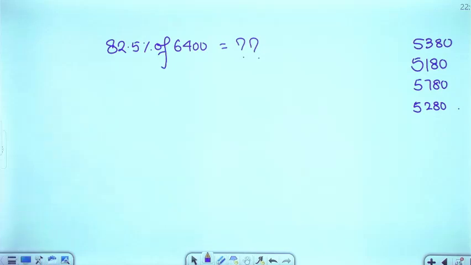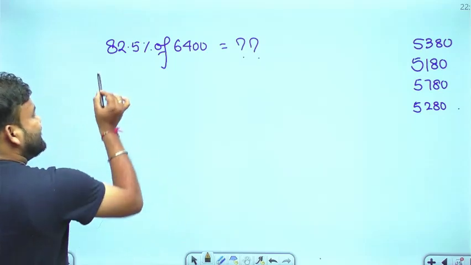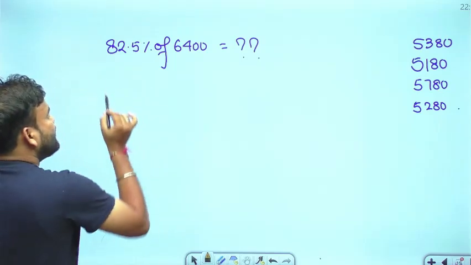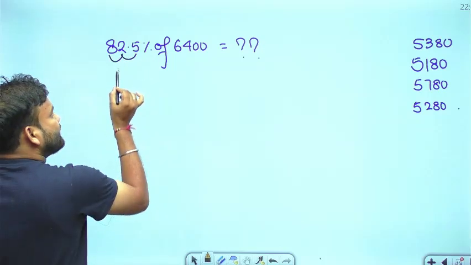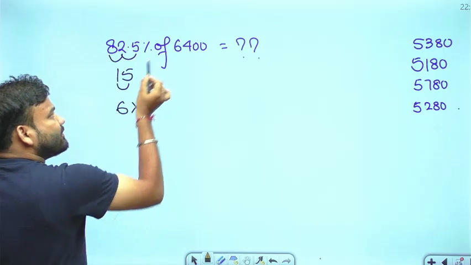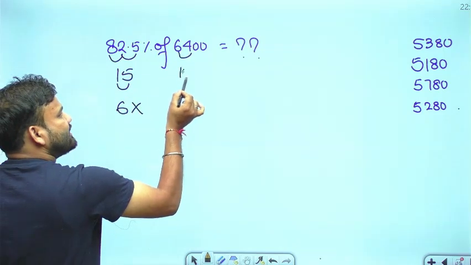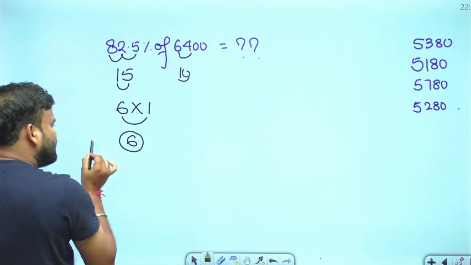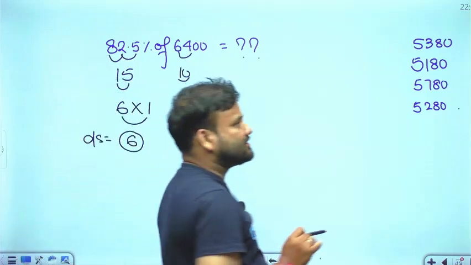So what we will be doing? Look at this: 82.5. Don't consider the decimal. I'm talking about the digits. 8 plus 2 is 10. 10 plus 5 is 15. And 15 has a digit sum of 6. Of means multiply. 64 has a digit sum of 6 plus 4 is 10, and 10 is ultimately 1. So 6 into 1 is 6, definitely. So I will be hunting for 6. I will be looking for the digit sum of 6.